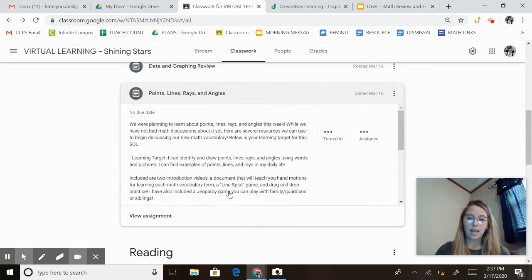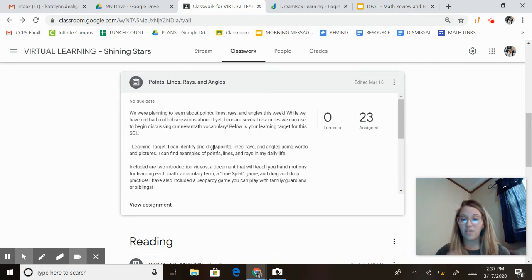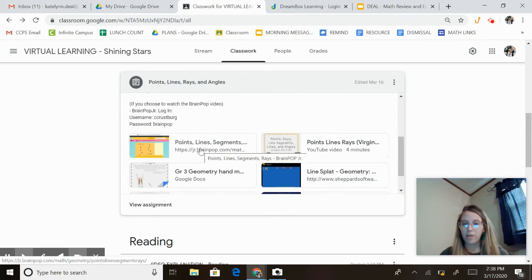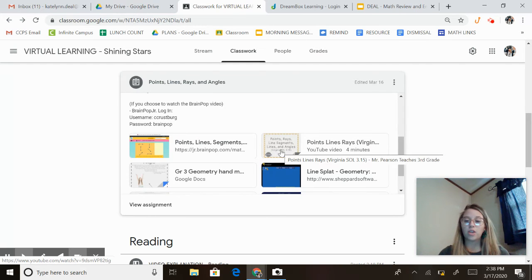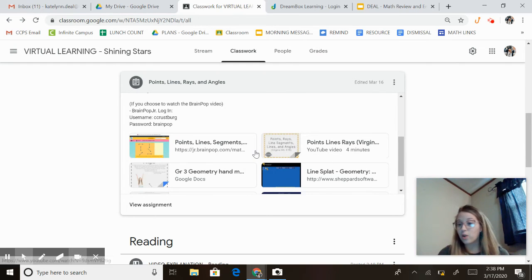Now, the last thing we have not talked about yet, so I've given you kind of a lot of information on it. It's points, lines, rays, and angles. The main goal of this planned objective was just to really master that math vocabulary and find examples of it in your home. So the learning target is, I can identify and draw points, lines, rays, and angles using words and pictures. I can find examples of points, lines, and rays in my daily life, okay? And I've included a BrainPOP video on this skill as well as a YouTube video on this skill. So you can take your pick or watch both.